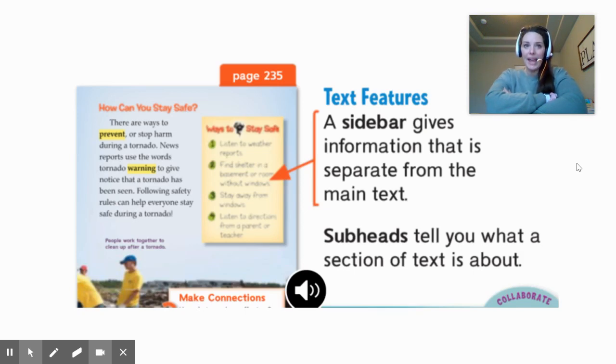There are also subheadings. On this page in orange, you can see there is a subheading that is titled, How Can You Stay Safe? Subheadings tell you what a section is about. So when I read the subheading, How Can You Stay Safe? I know that in that paragraph or section, I'm going to learn about ways to stay safe.